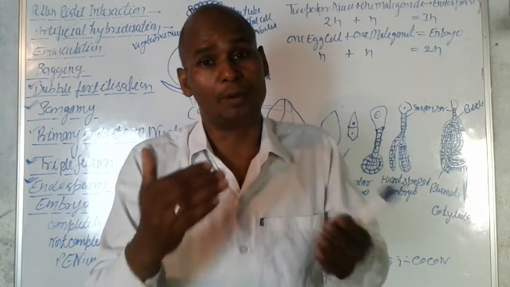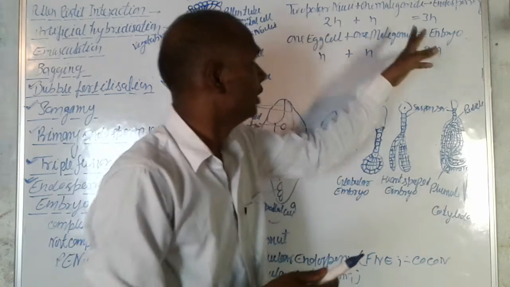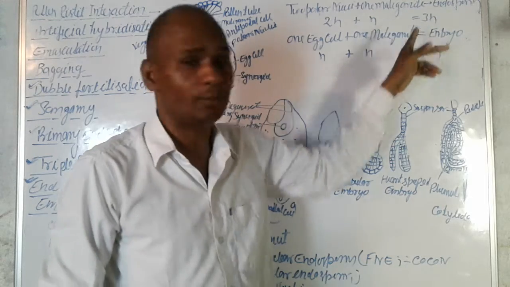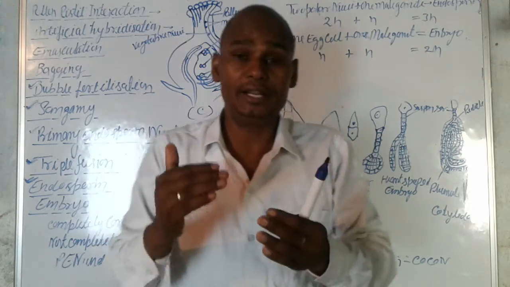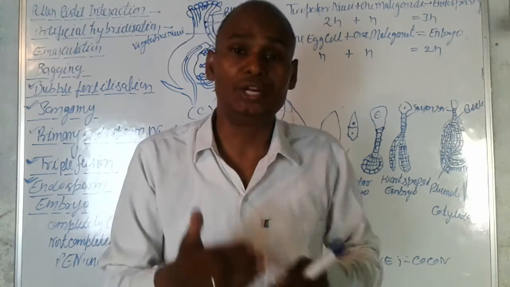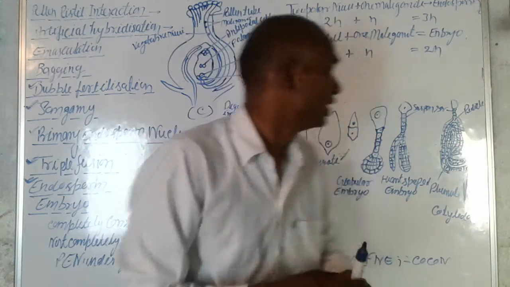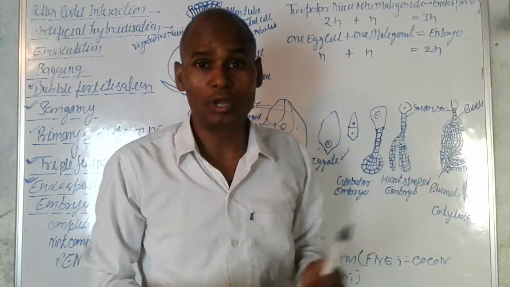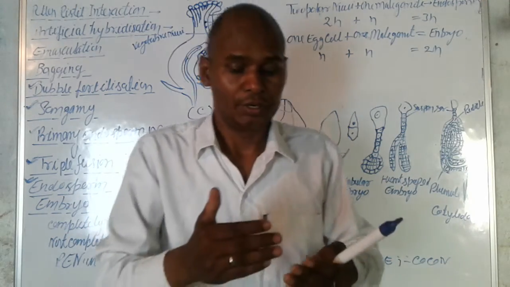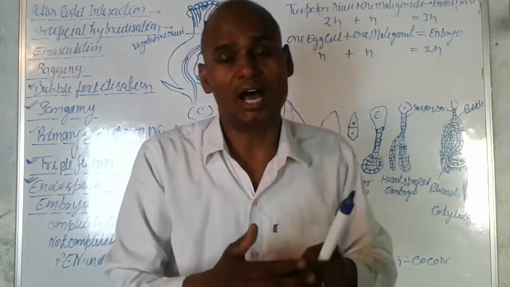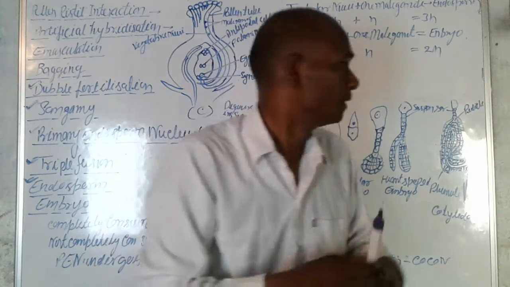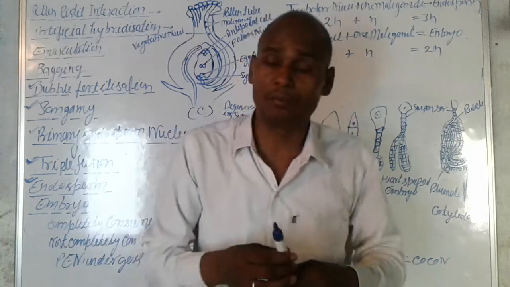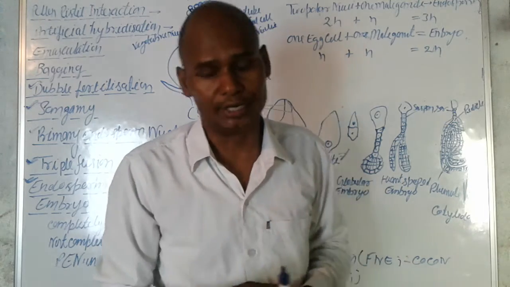Again, endosperm develops in 3n, that is, polar nuclei plus male gametes develop into endosperm, and endosperm provides the nutrients for the embryo. You can see egg cell and male gametes fuse and they make the embryo. So the embryo converts into seed, and endosperm provides the nutrients.